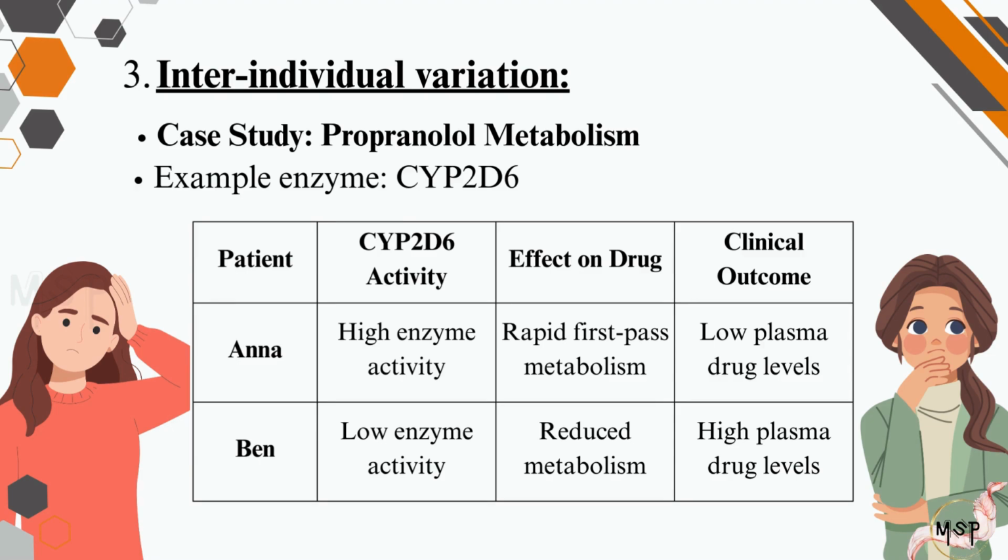Ben, however, carries a genetic polymorphism that makes his CYP2D6 far less active. After taking identical doses by mouth, Anna's plasma propranolol level falls rapidly as the drug is metabolized, while Ben's level rises significantly higher, since his liver cannot clear the drug as efficiently.